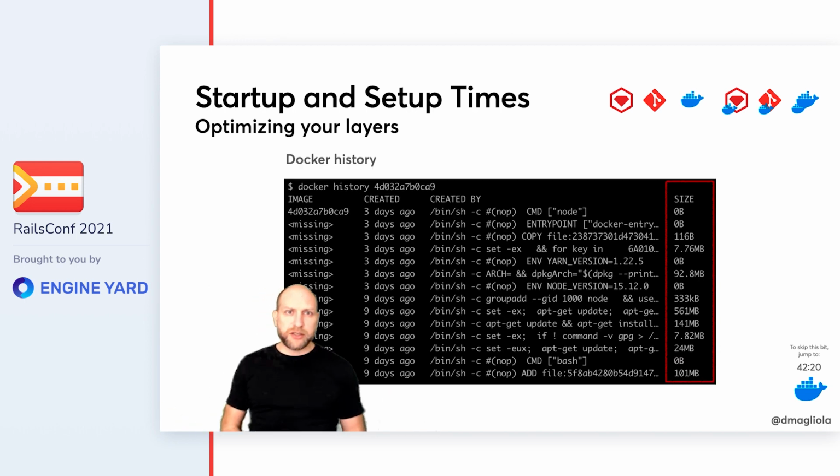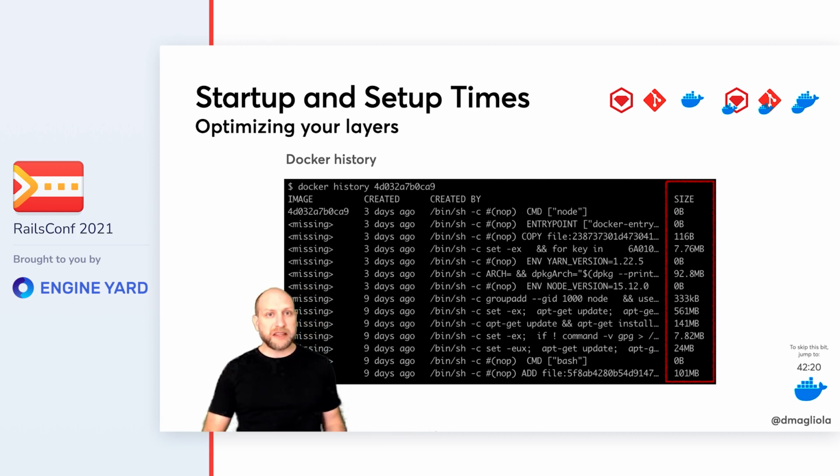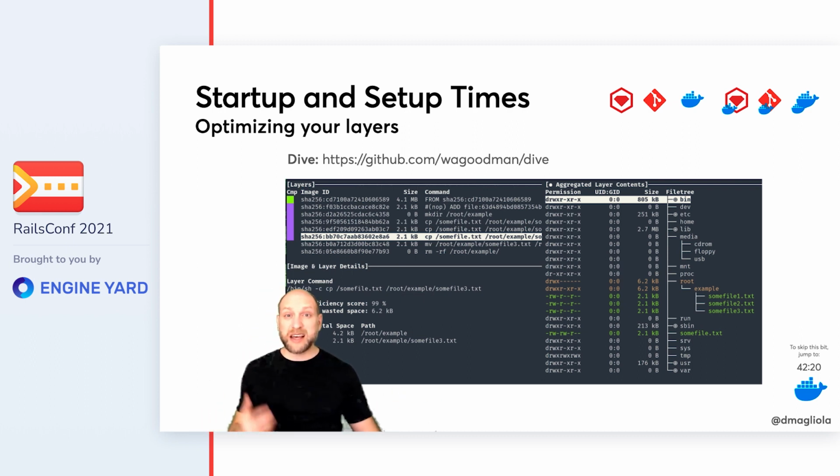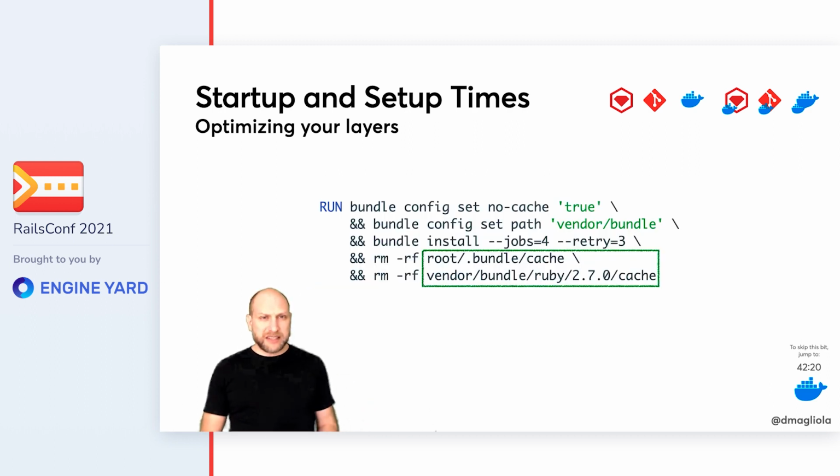Okay, so to do this, you need to see what layers you have in your image, and you need to see how big they are. And the easiest way to inspect this is by using the Docker history command. That'll show you what are all the layers in the image and how much space they take. And if you want to look inside those layers, there's this great tool called Dive that's going to show you the file system of that image and what each layer has in there. And this is really useful to find stuff that was left behind by build processes you can delete, like those bundle caches that I mentioned earlier. And this is also how I found those paths to delete.